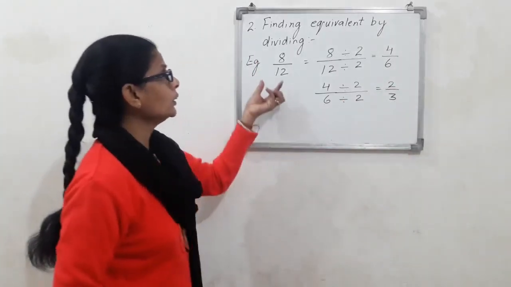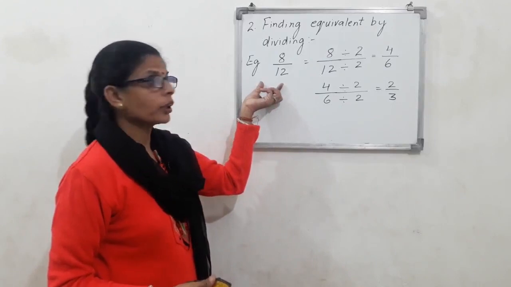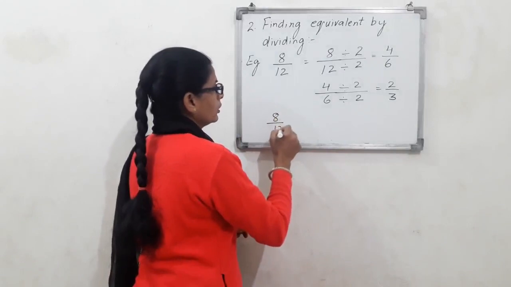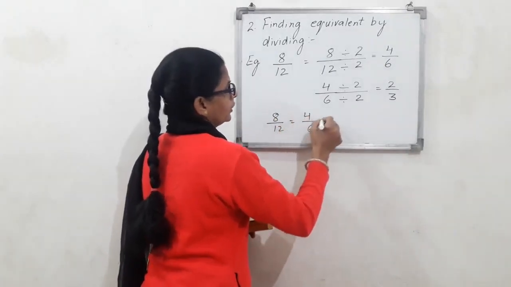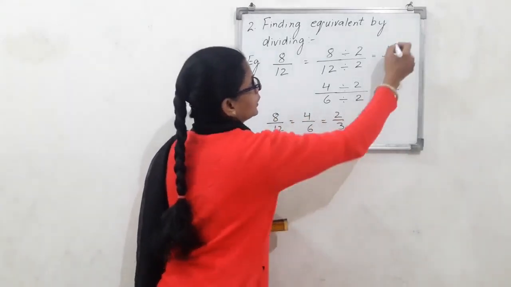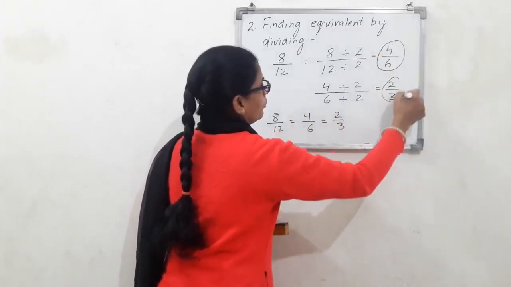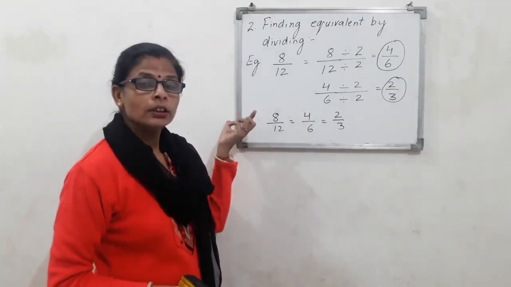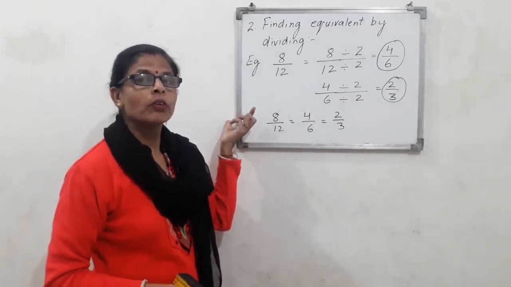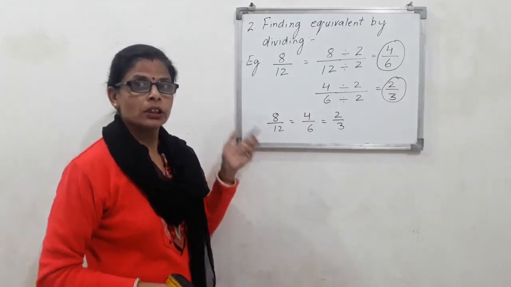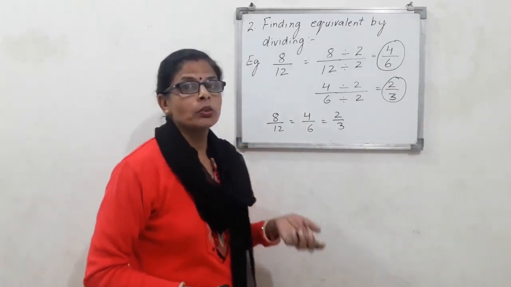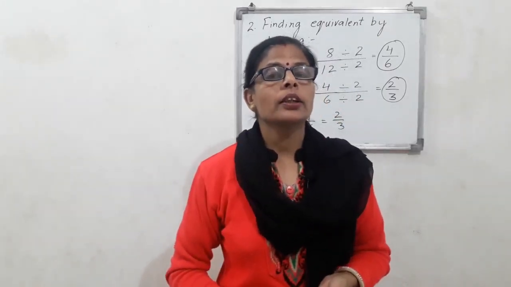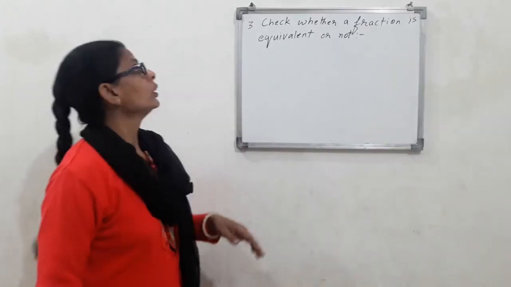So what are the two equivalent fractions of 8 upon 12? 4 upon 6 and 2 upon 3. These are the two equivalent fractions of 8 upon 12. Clear? So this is the method by which we can find equivalent fractions with multiplication and with division. Now, how to check that they are equivalent to each other?